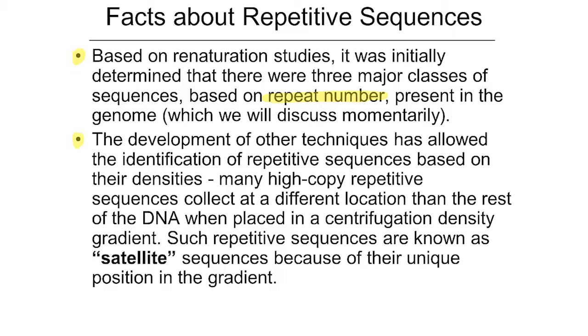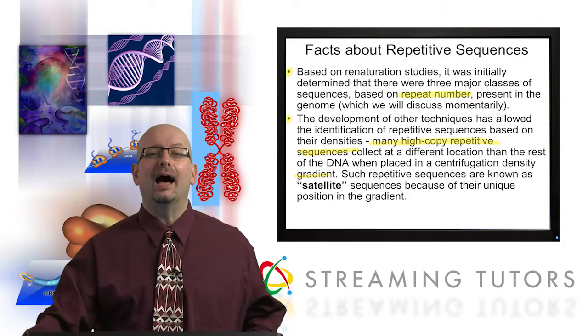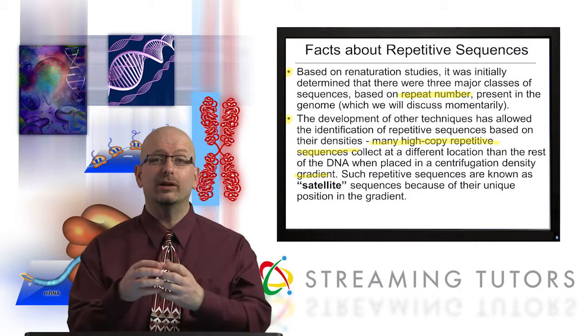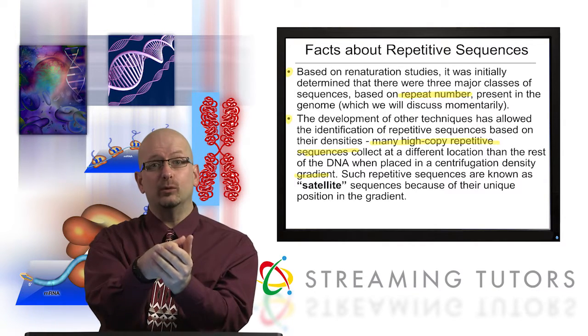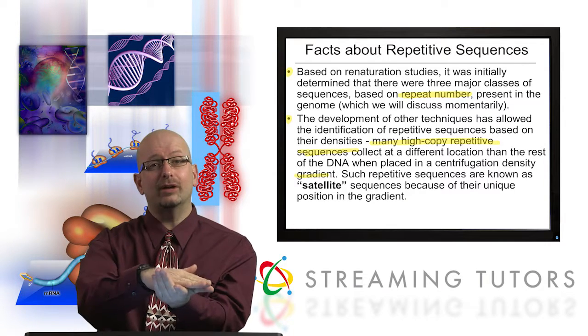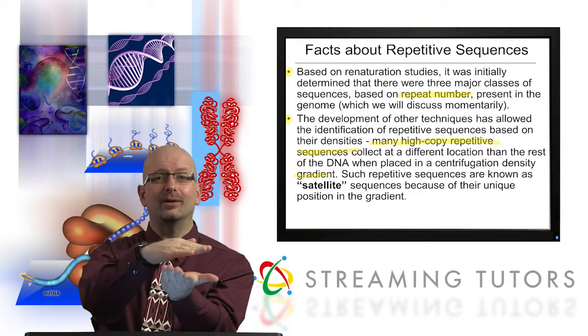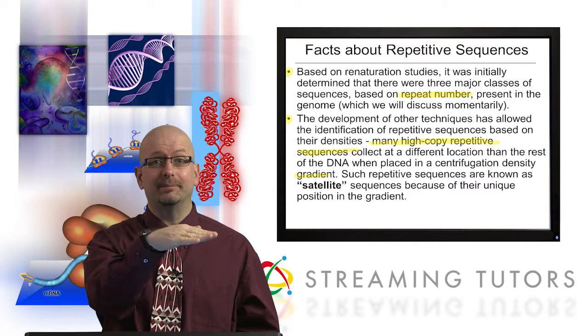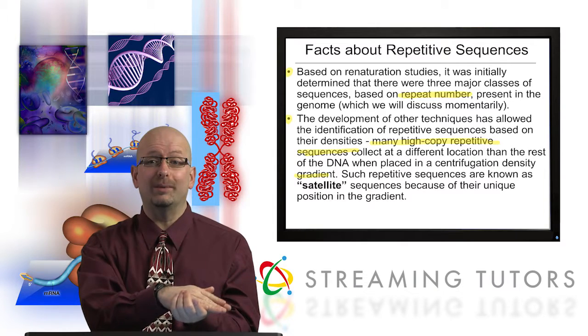Another technique that was important in identifying a particular type of repetitive sequence: it turns out that many high copy repetitive sequences collect at a different location than bulk DNA when you place them in a centrifugation density gradient. You may know what that is. Really quick, you make, in a test tube, a gradient of something like cesium chloride and put it in a centrifuge so that things of different densities will go down and find their spot of their density. So you can separate things based on density.